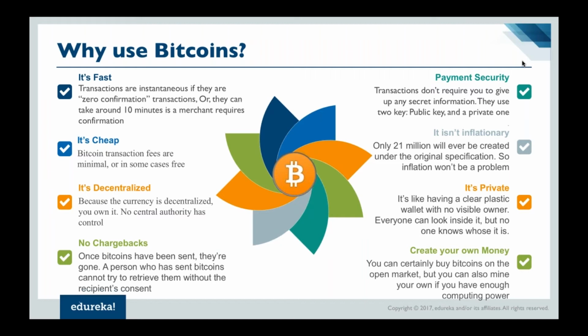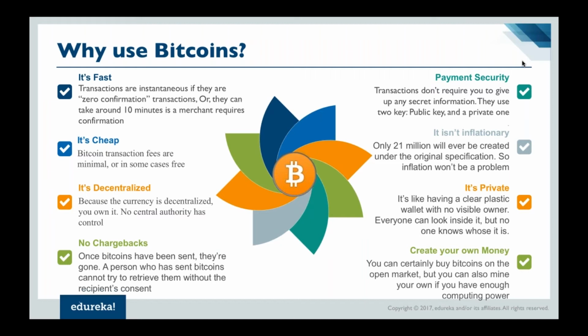So since there is no middleman who is confirming the transaction finality, there is a process of mining which takes around 10 minutes. So if your merchant is insisting on at least 6 confirmations, then it takes around 10 minutes to confirm a transaction. Otherwise, it's an instantaneous payment from one person to another. It is cheap as compared to traditional transactions.